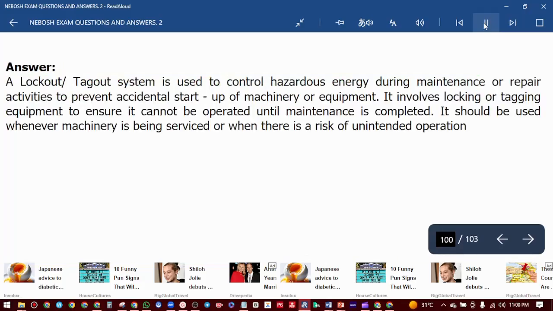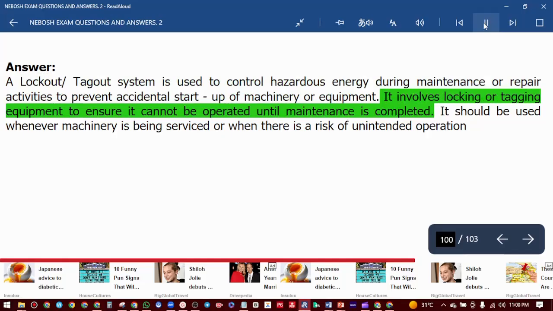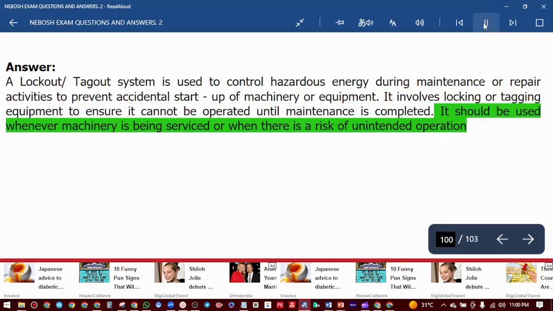49. Answer: a lockout/tagout system is used to control hazardous energy during maintenance or repair activities to prevent accidental start-up of machinery or equipment. It involves locking or tagging equipment to ensure it cannot be operated until maintenance is completed. It should be used whenever machinery is being serviced or when there is a risk of unintended operation.